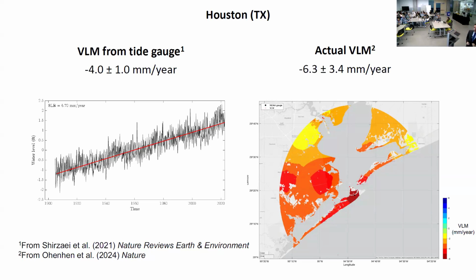Here's an example. This is Houston, Texas. And you're looking at land subsidence, vertical land motion in this area. As you can see, there is significant spatial variability. This is based on radar-based satellite data, so kind of SAR-based information. So even within this relatively small area, there is significant difference in terms of land subsidence.